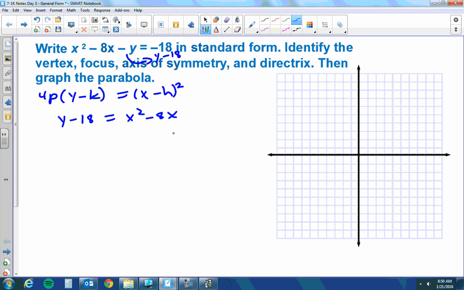And then we need to complete the square. This needs to be of the form x minus something squared. It'll be x minus what squared? 4. You take half of b, it's 4. Squared is 16. So we need 16 there, which we also add over here. And then that's y minus 2, obviously.